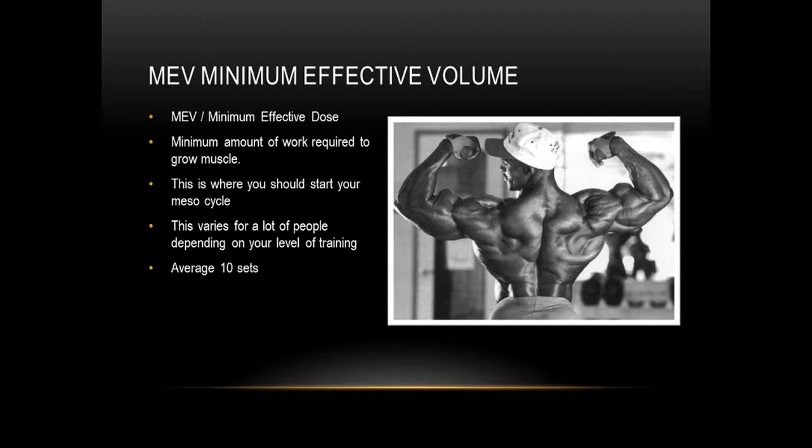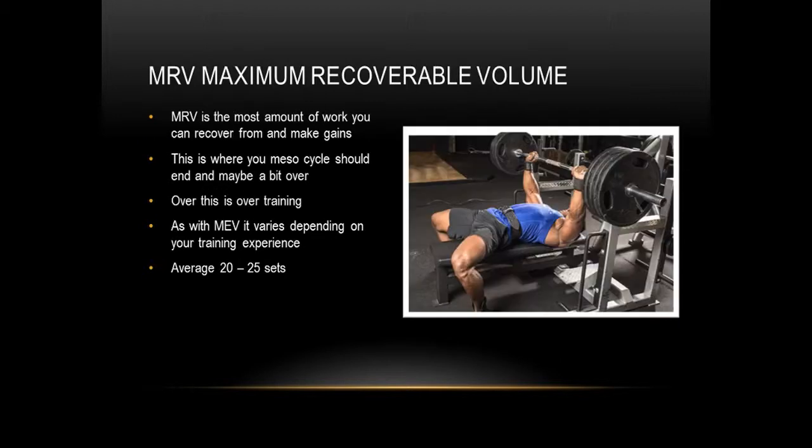If you're like most people, like the majority of the population, you're pretty average, you're quite a bit smaller than Ronnie Coleman's back, you'll probably be around 10 sets. And if you are that small population who are really jacked, your MEV will be around 16 sets, because it's going to take a lot of work to get a back that size to grow.